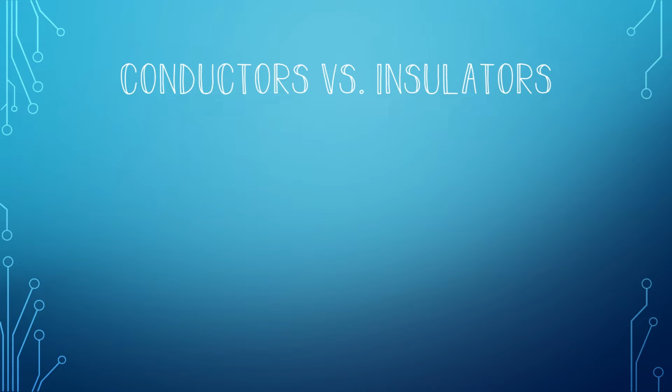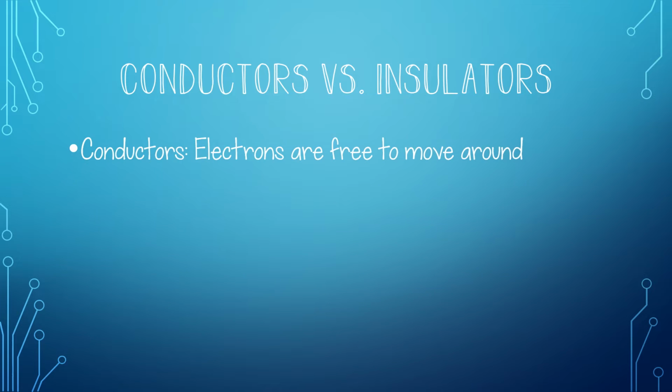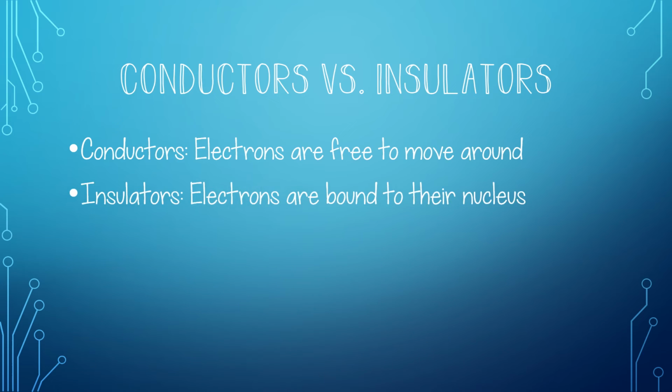of materials called conductors and insulators. The key difference is that in conductors, electrons are free to move around, whereas in insulators, electrons are bound to their nucleus and don't move readily from one place to another. Some examples of conductors would be metal or water or anything that we know electricity can travel easily through. Most objects, however, are insulators. Things like plastic and rubber and wood are all great examples of insulators.